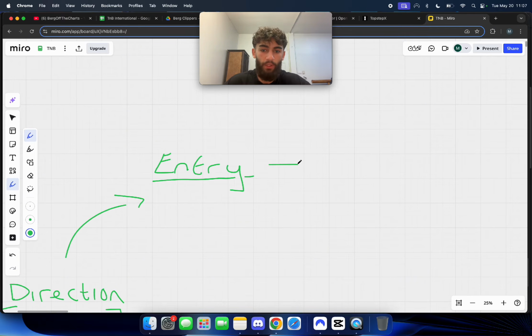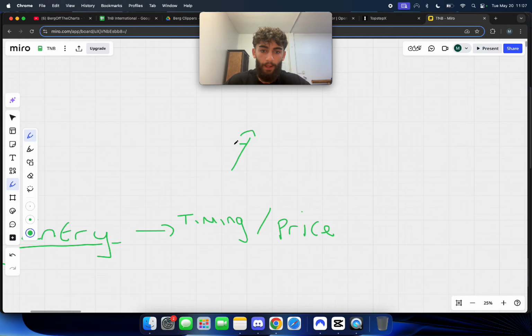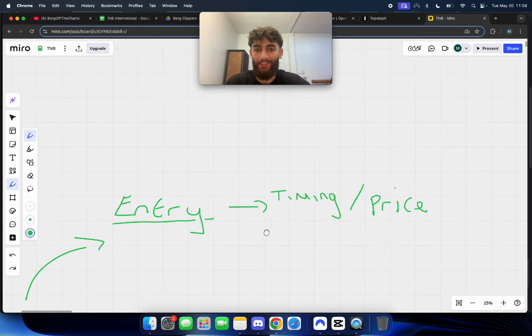And what entry is pretty much just timing and then price. So let's say we're betting on the market going up. We're betting on it going up, but we don't just want to buy here. We want it to retrace so we can get a better price, then bet on the market going up. That's essentially what we're trying to do here. So timing and price is pretty much what an entry actually is.